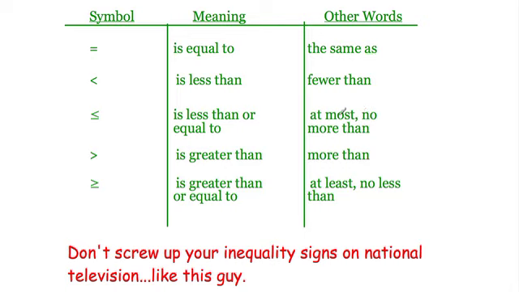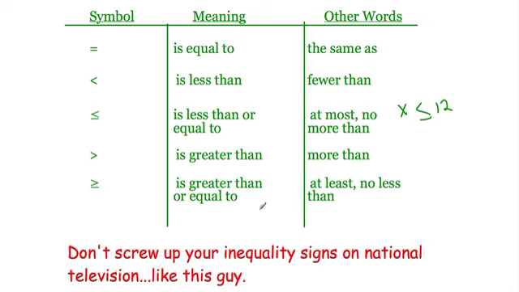Because this seems strange. But let's say we have a situation that says Mr. Sullivan wants at most 12 students. So he doesn't know how many students, but he wants at most 12. He wants anything that's equal to 12 or less than that. Greater than also means more than, and greater than or equal to means at least or no less than. That's kind of the trick there.